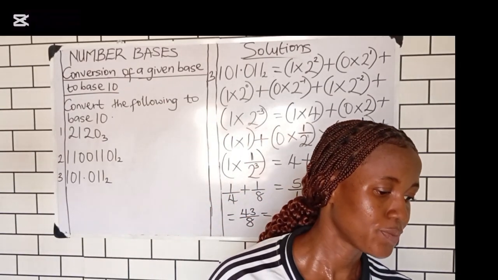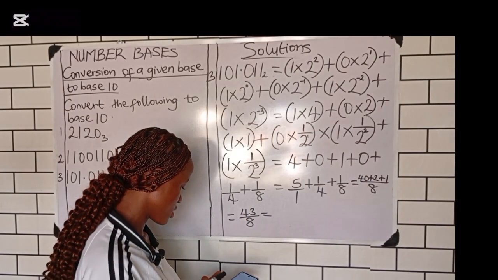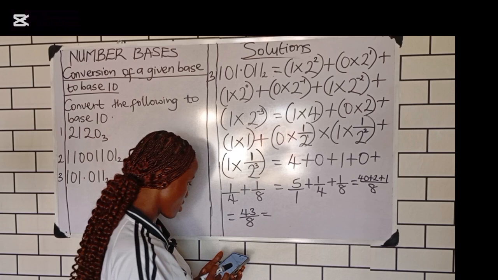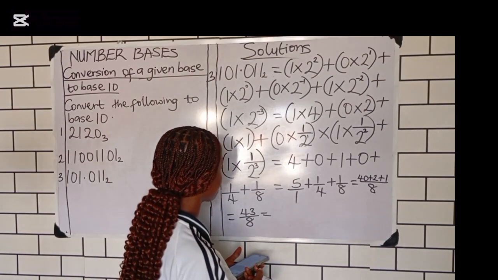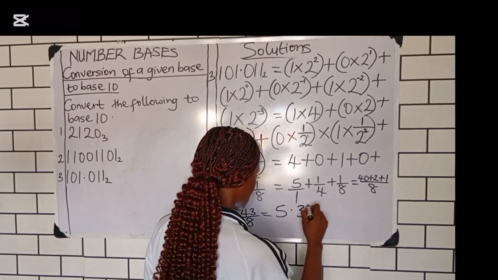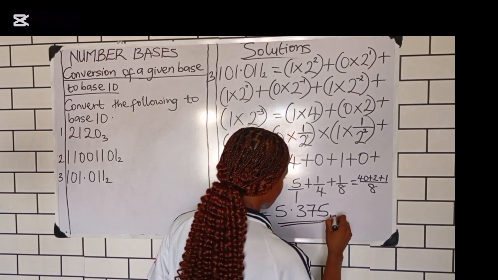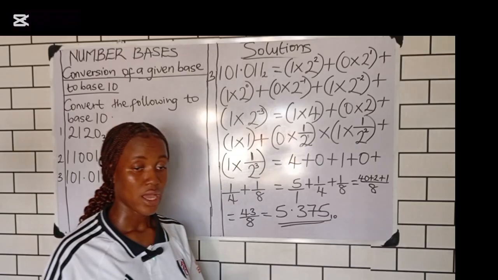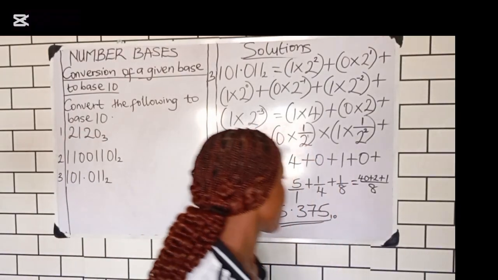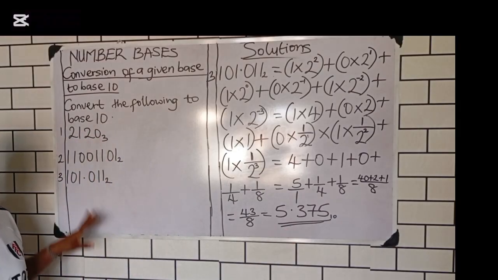Changing it to decimal fraction, let me use the calculator. Now we have 43 over 8, and here we're going to get 5.375 in base 10 as the final answer. Now this is the final answer for question number 3.